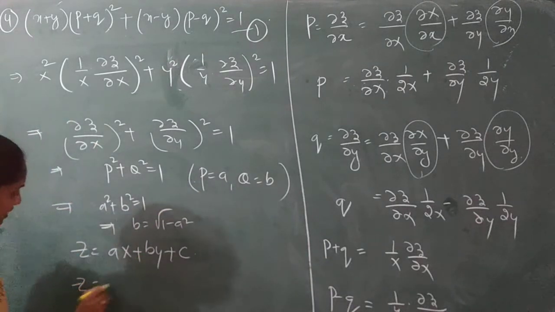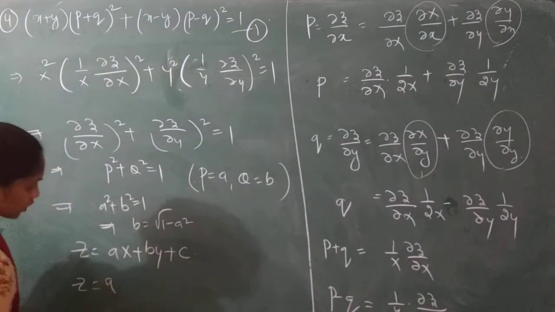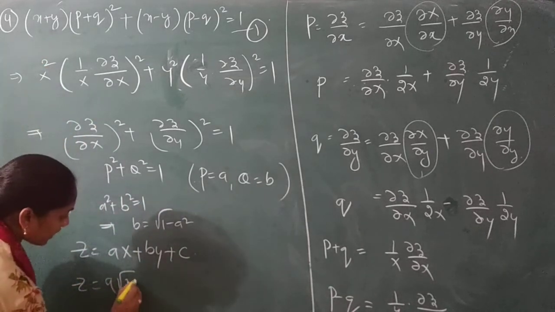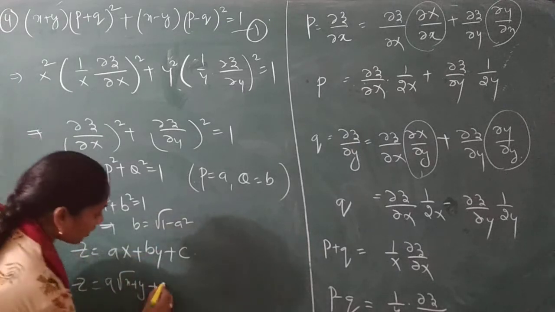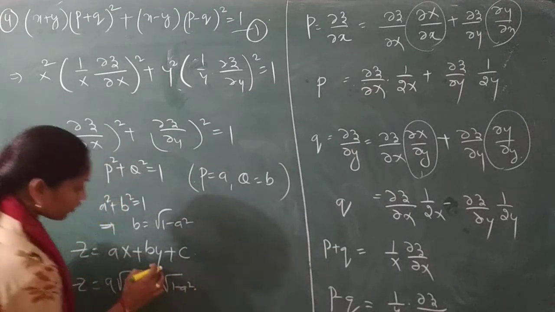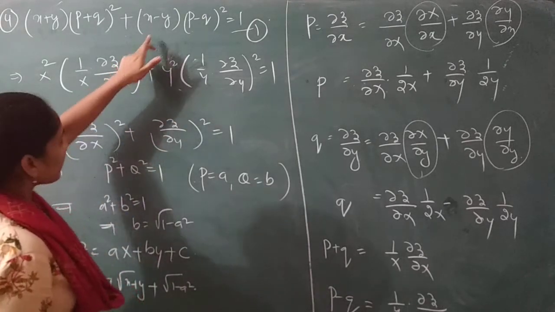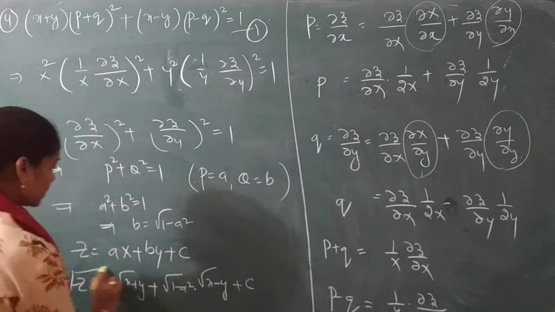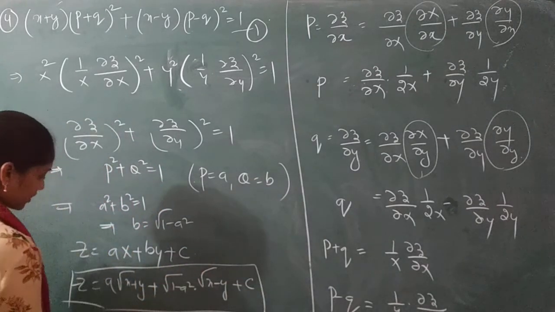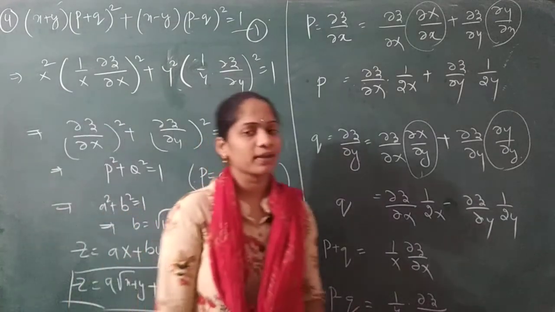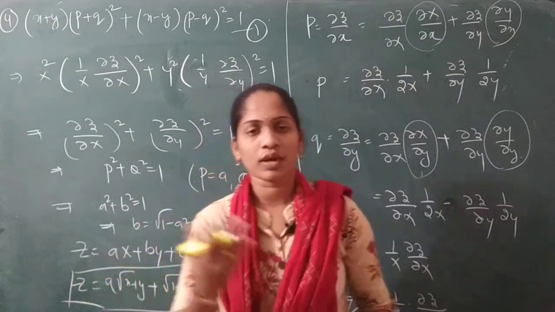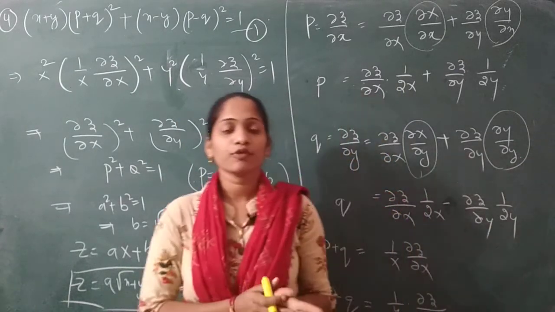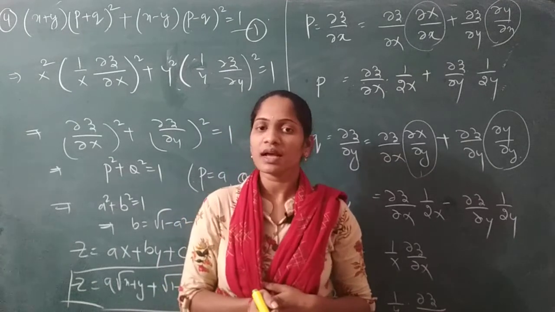So now Z is equal to A into what is the X value? X value is here, that is under root of X plus Y. And what is the B value here? 1 minus A square into what is the Y value here? Capital Y, under root of X minus Y, plus C. So this is your solution which we have converted into standard form 1. So by using the substitution process, you can convert the given PDE into the standard form. So these are the 4 important questions by using the standard form 1.